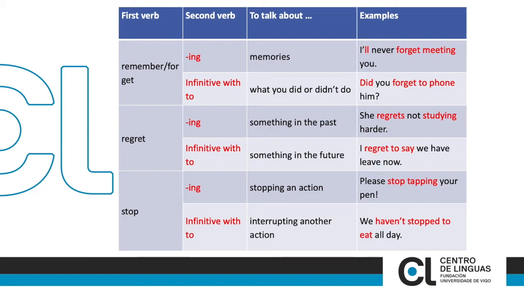Regret is similar. When we regret plus verb plus ing, we're referring to something in the past. She regrets not studying harder. And when we regret plus infinitive with to, we're talking about something in the future. I regret to say we have to leave now.